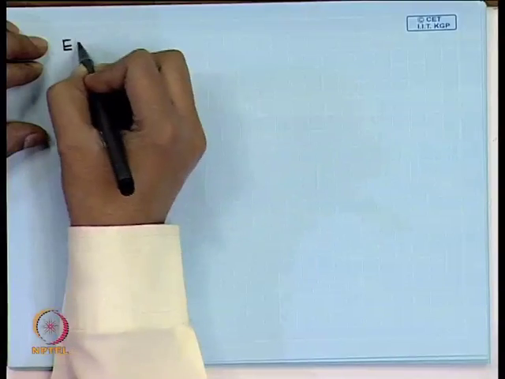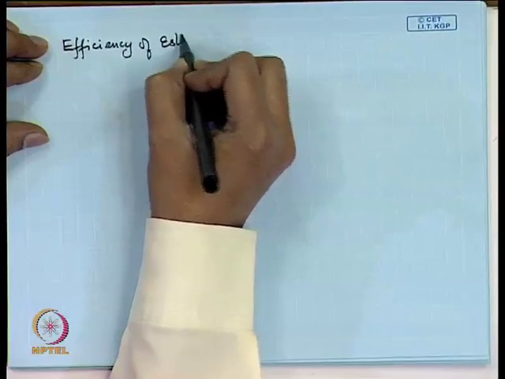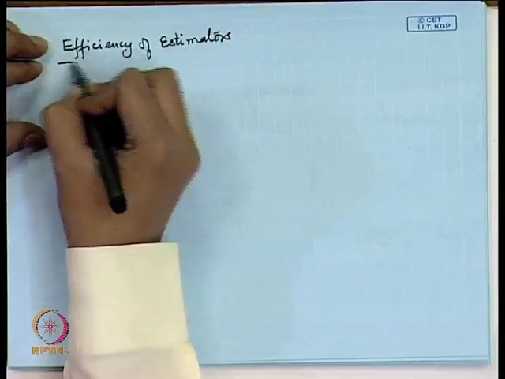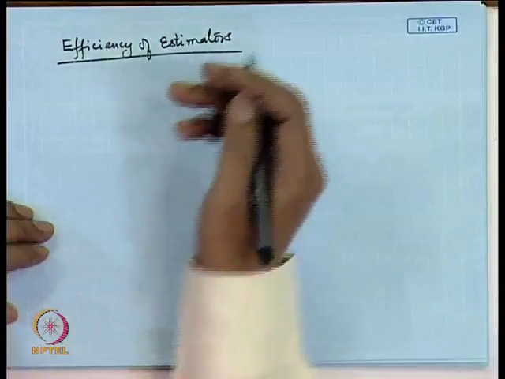Next, we introduce the concept of efficiency. As we have seen, there can be situations where we have more than one consistent estimator, we may have more than one estimator which is unbiased as well as consistent. So, in that case we introduce the concept of efficiency of estimators. For judging the efficiency of the estimators, we consider something called the expected error.